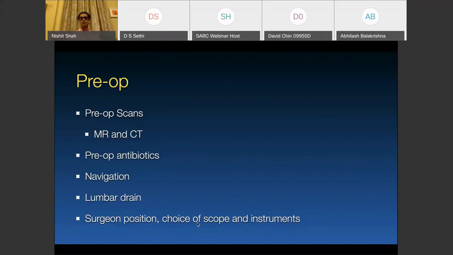Again, below 3 years, we tend to generally use a pediatric scope. Above 4 years, we generally tend to use an adult scope. Instruments, again, very small with smaller children, and then tending towards a small adult and a full adult as we get older.